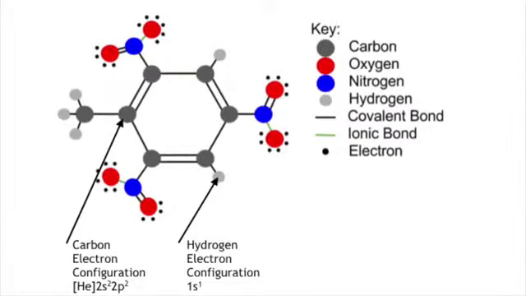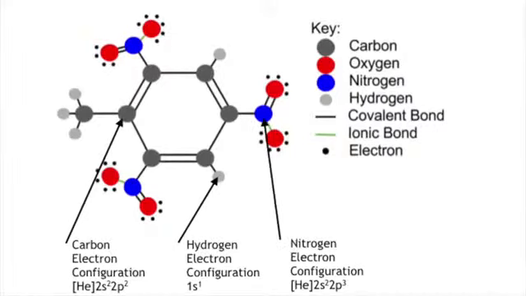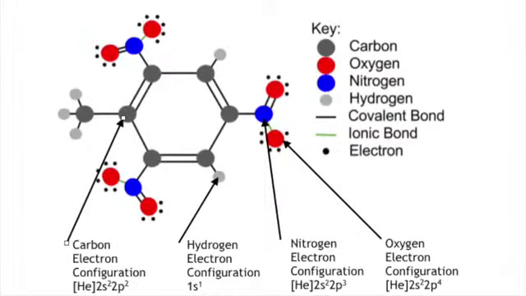5 hydrogen atoms, each with electron configuration 1s1, 3 nitrogen atoms, each with electron configuration helium plus 2s2 and 2p3, and 6 oxygen atoms, each with electron configuration helium plus 2s2 and 2p4.